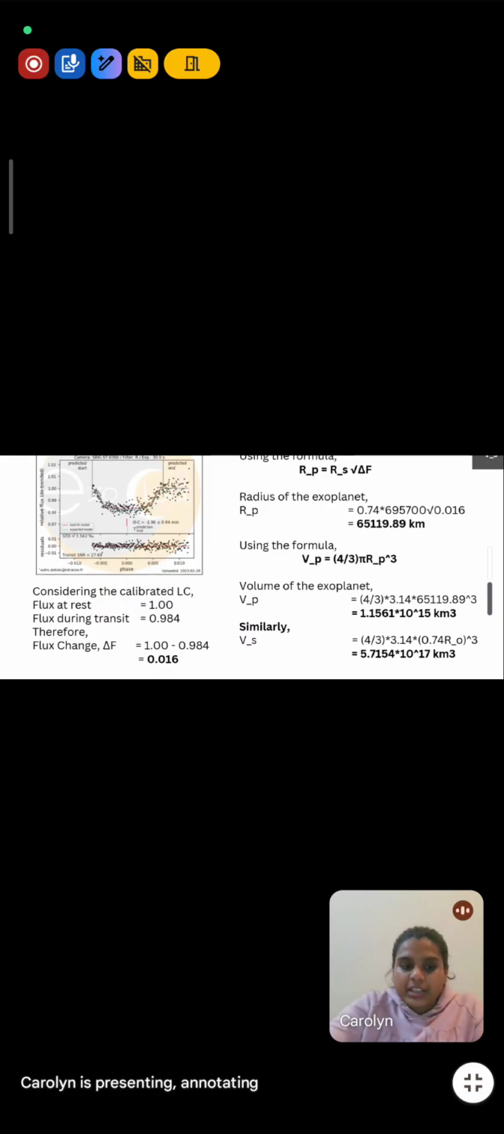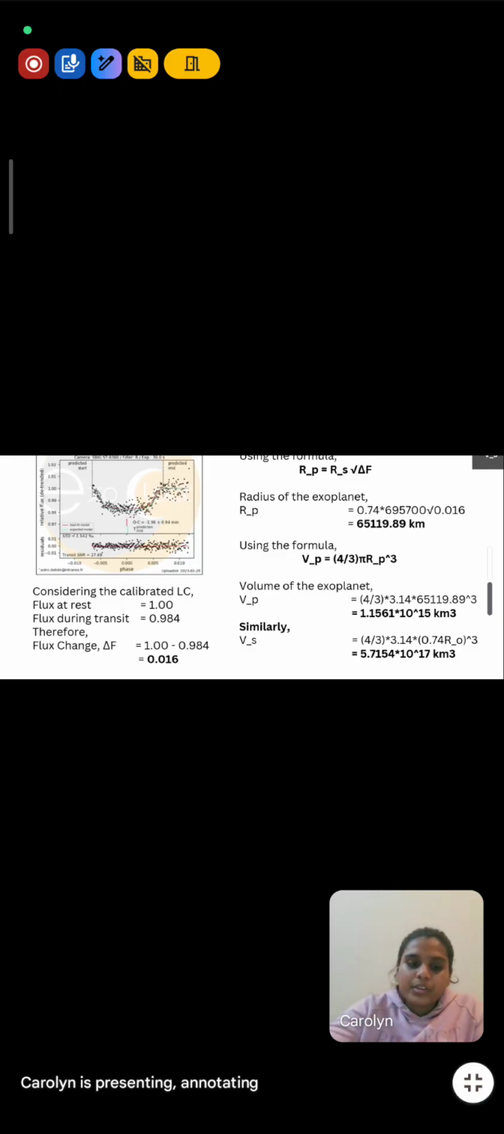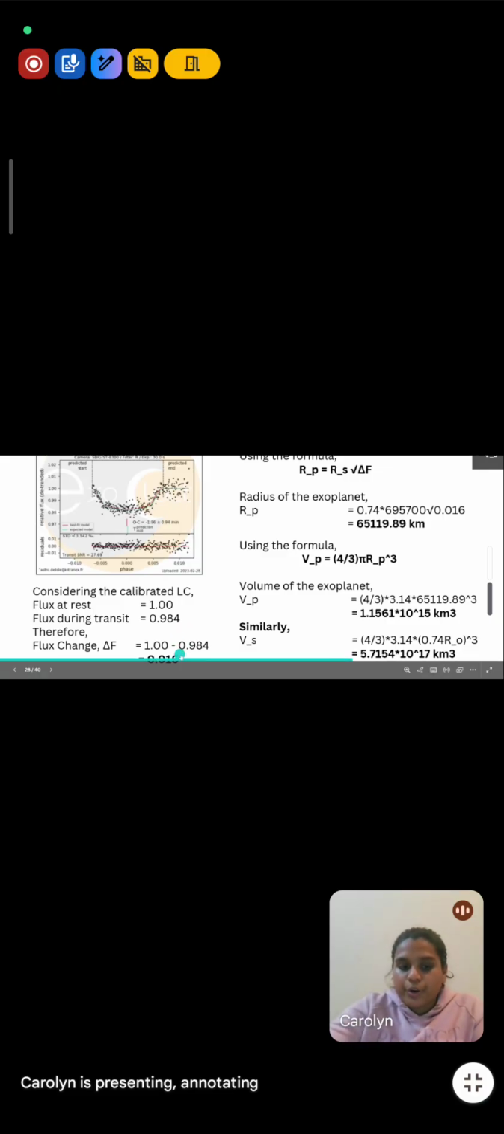So we take the change in flux, that is the flux at rest minus the flux during the transit. That is the minimum value to which the flux goes down during the transit. Right. So our flux change would be 1 minus 0.984. So you get around 0.016 or 0.015, depending on whether you have taken 0.984 or 0.985.